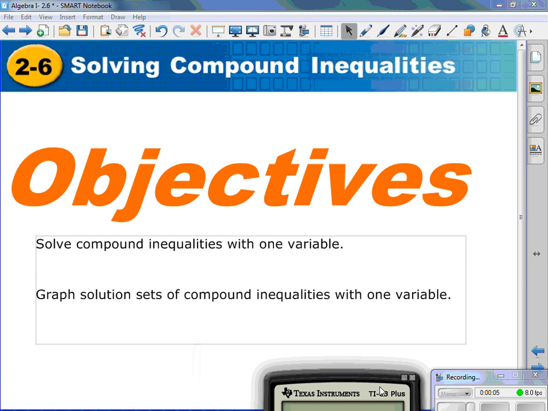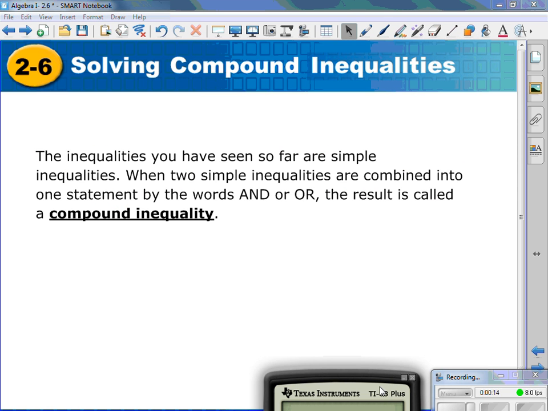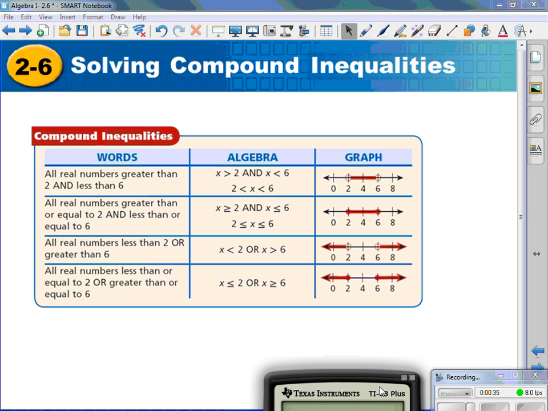Today we're starting 2.6, solving compound inequalities. The inequalities we've dealt with so far have been fairly simple. Now we're going to be dealing with a couple that are called compound inequalities. They involve statements that have the words "and" or "or." That makes them compound inequalities. Here's the chart.